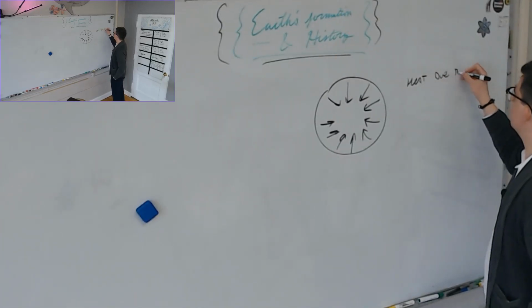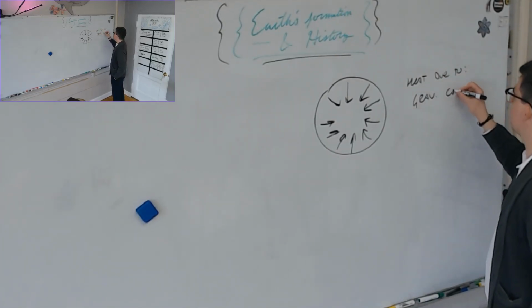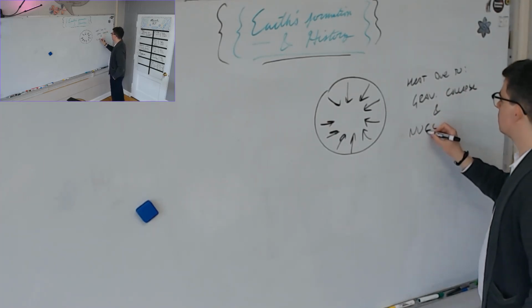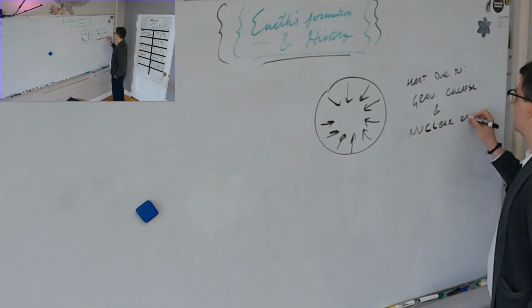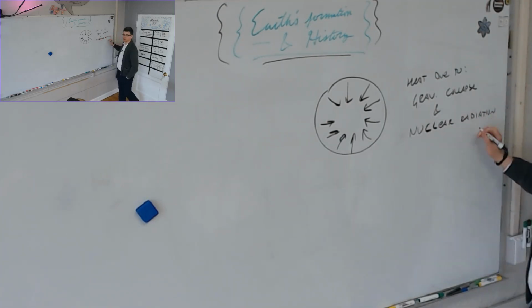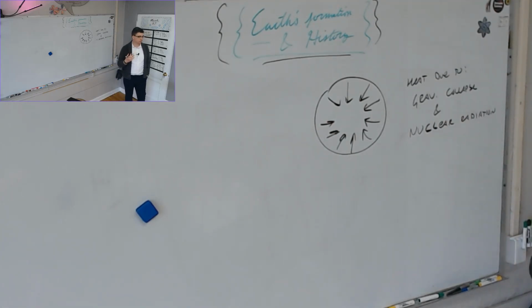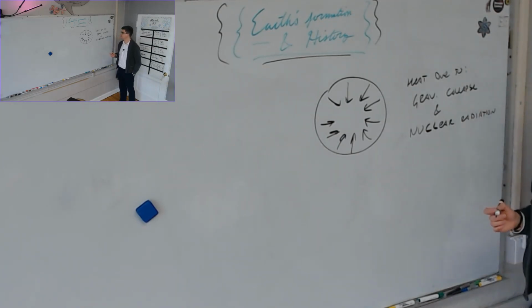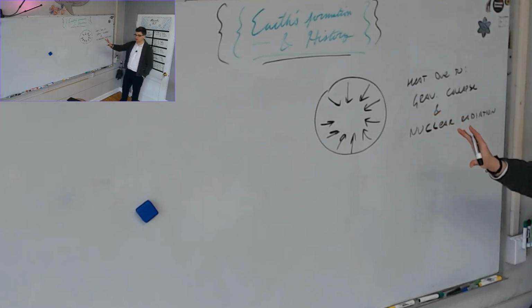Heat due to gravitational collapse and nuclear radiation. That's still how nuclear power plants work. Nuclear radioactive isotopes generate a lot of heat. That's one of the reasons why not only was Earth so hot then, but why it's still warm inside of Earth now is from nuclear. In fact, it's the main reason that Earth is still warm now. And because of that, all of Earth was more or less liquid.